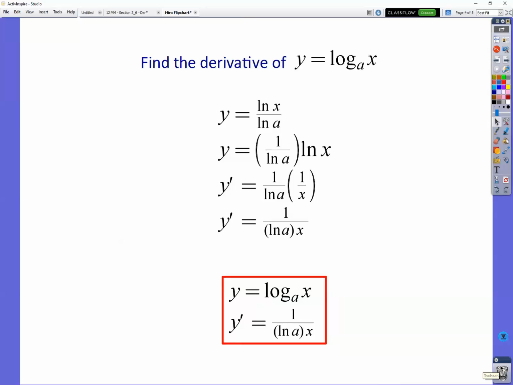So if you've got the log to any base other than e, that's how you can find its derivative. Okay, yeah, got that down. Okay, right. So that's going to be needed for the next question, the one that you asked about.